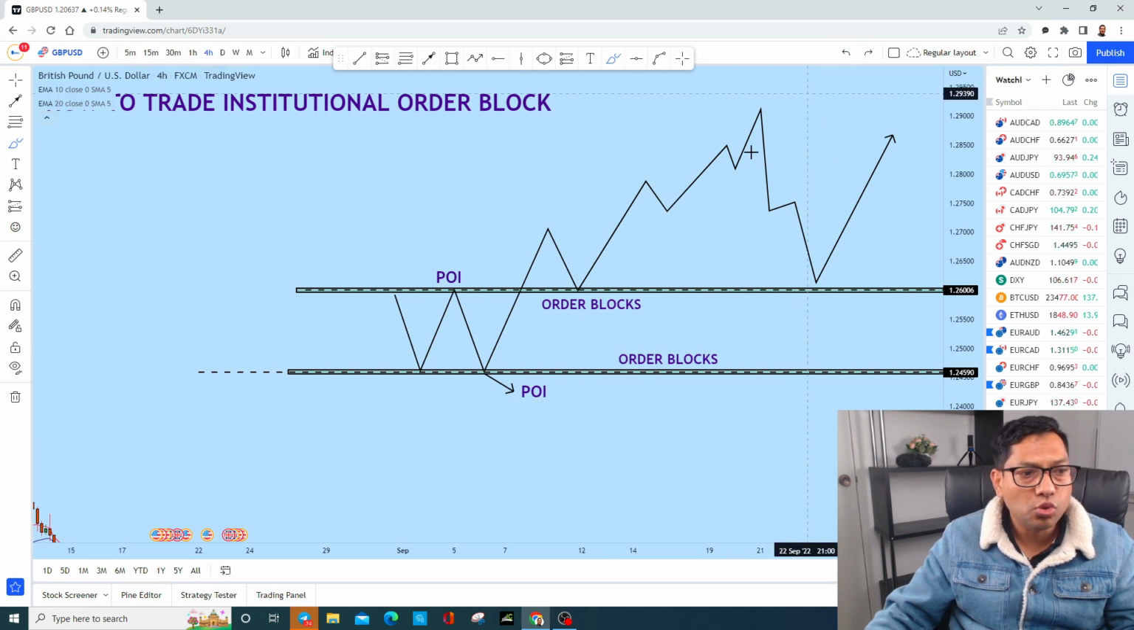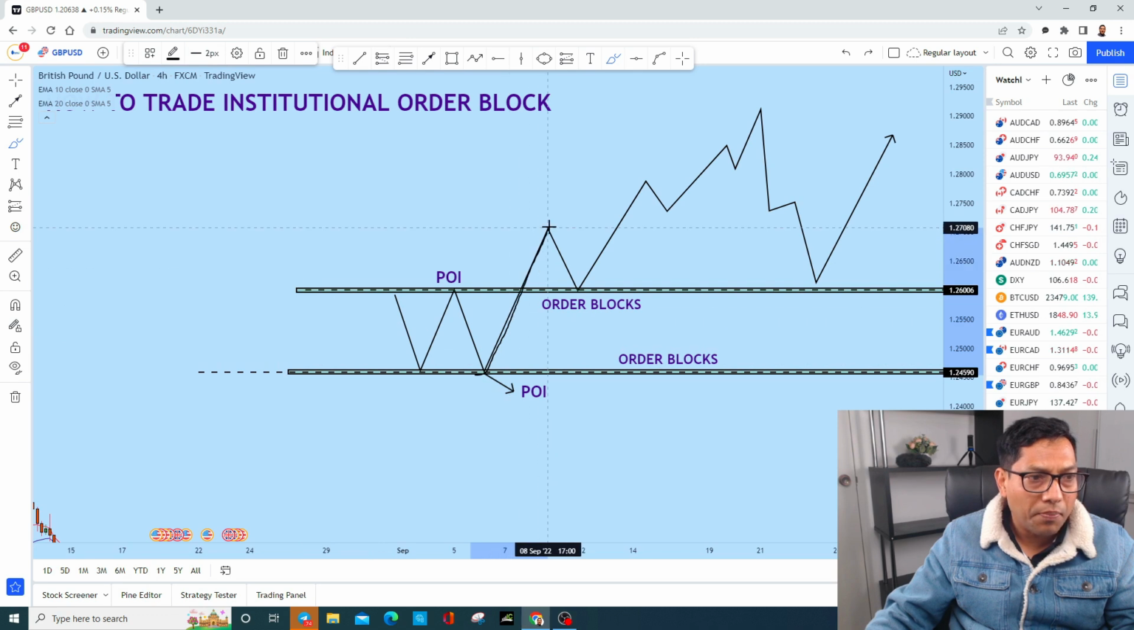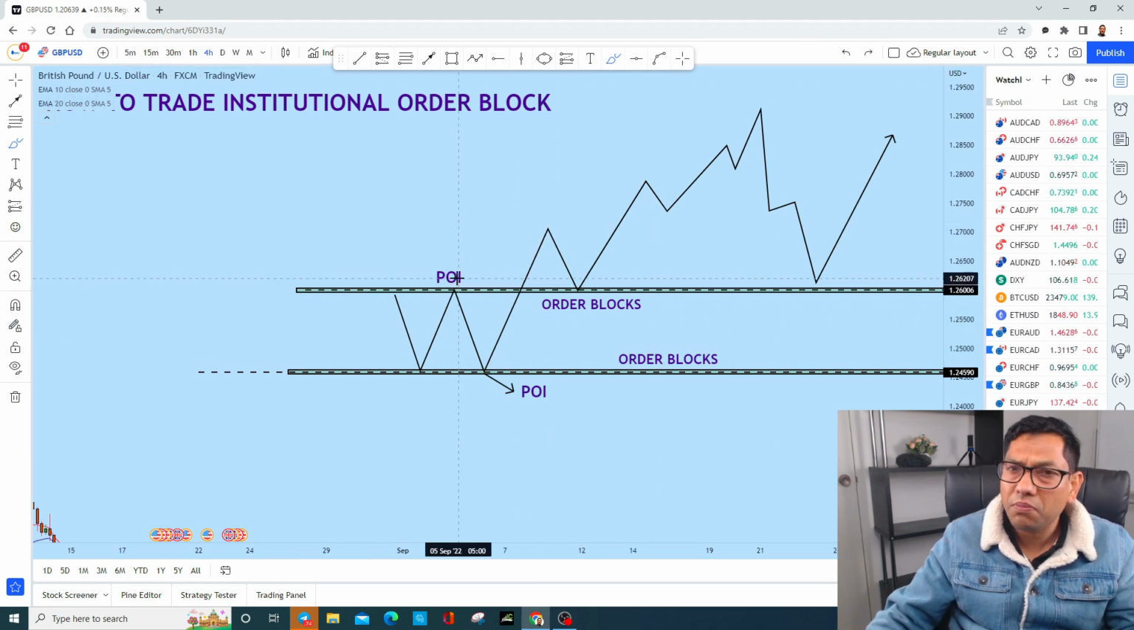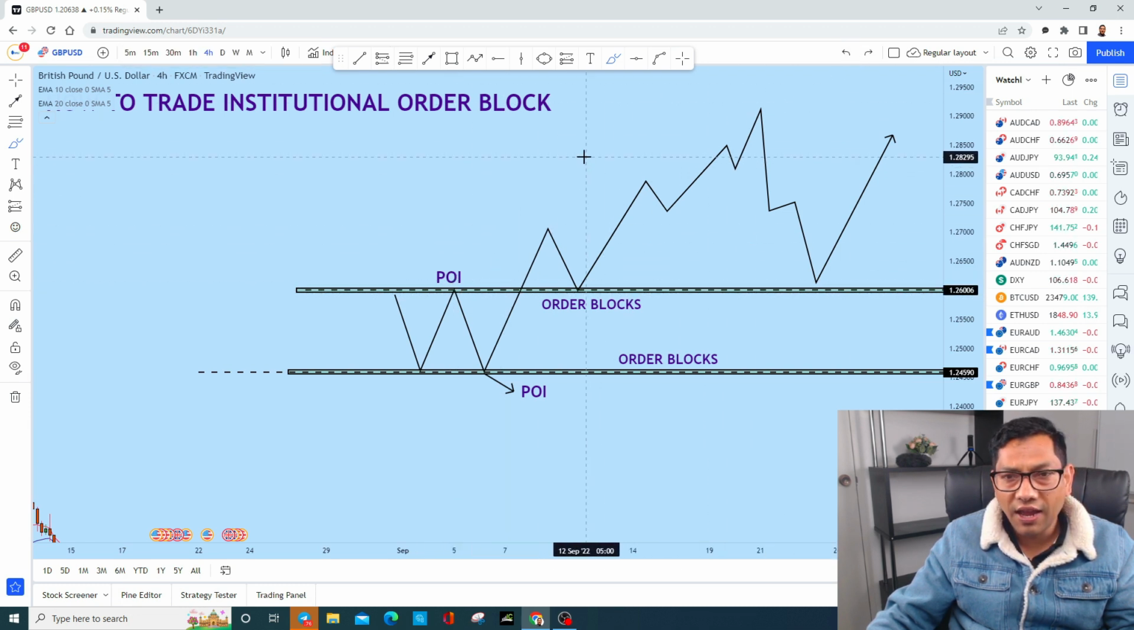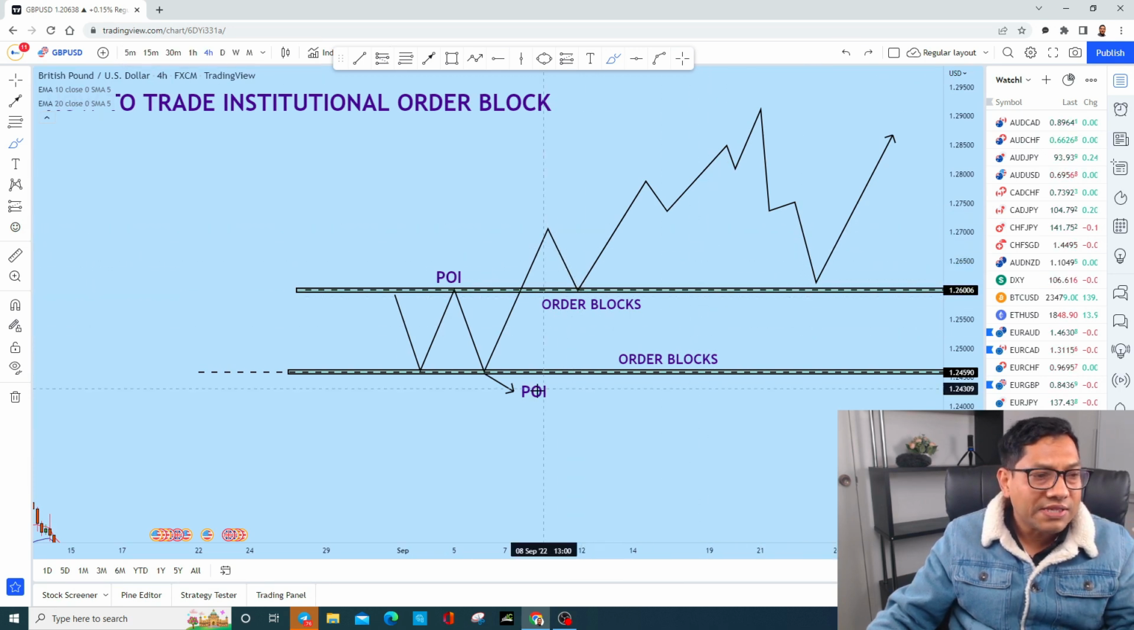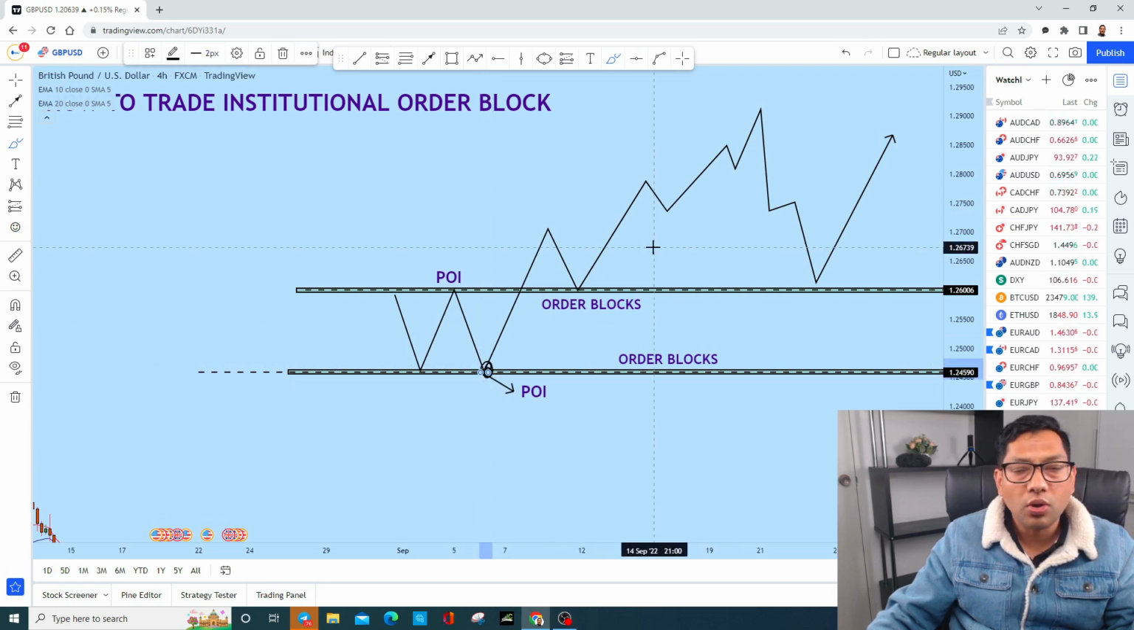So once you see there is an order block here, and because of this order the price has aggressively gone up and broken the previous high, that is what we call an order block. From this high, the price started to retrace back to this level. Now you can see that the previous point of interest was this one.